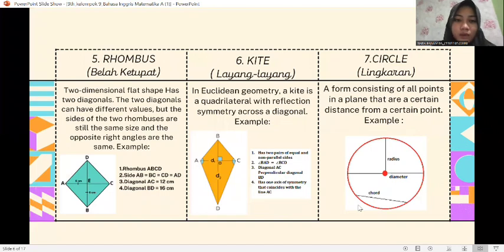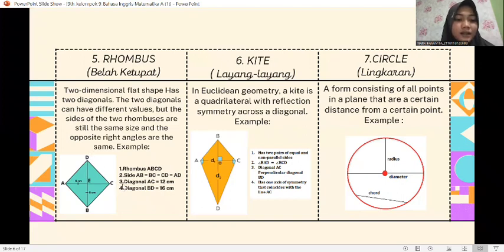So the next vocabulary 5, rhombus. Two-dimensional flat shape has two diagonals. The two diagonals can have different values, but the sides of the rhombus are still the same, and the opposite angles are the same. Example, rhombus ABCD. Sides AB equals side BC equals side CD equals sides DA or AD.